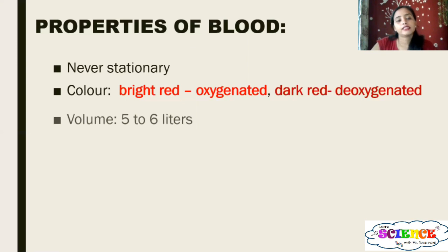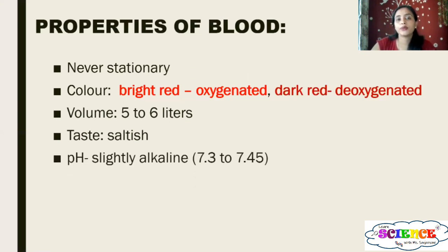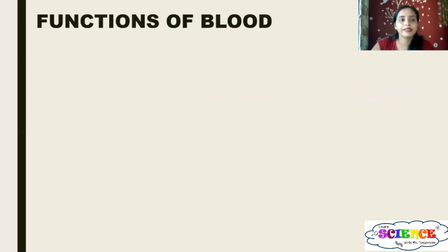Now next, volume. In an average adult human, approximately 5 to 6 liters of blood flows. If we talk about taste, it is saltish in taste. Everyone has sometime tasted blood when we get hurt in the tongue or in the mouth, right? So it is saltish in taste. Its pH is slightly alkaline, that is more than 7. Its range is approximately 7.3 to 7.45.